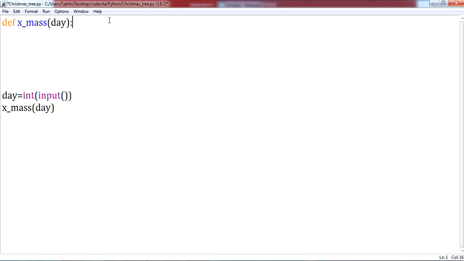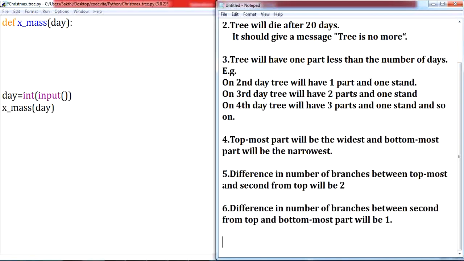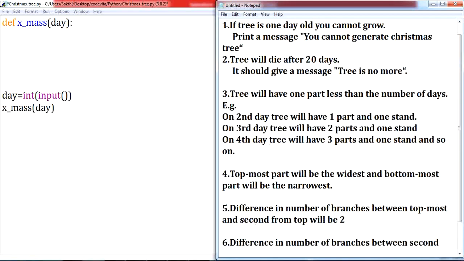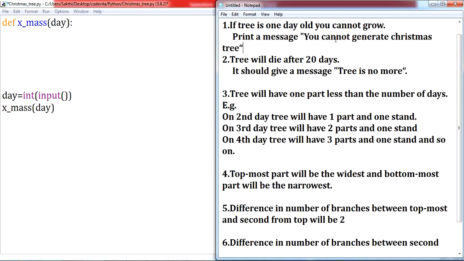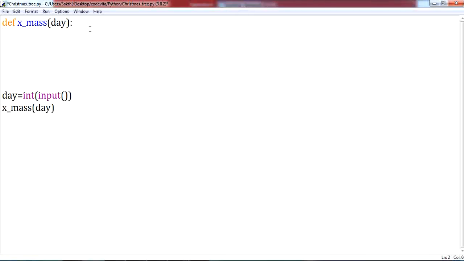So what is the actual question they have given? They have given certain rules, right? For the first two rules they mentioned, if your number of days value is less than or equal to 1, I am supposed to print "you cannot generate Christmas tree". Or when it is greater than 20, I am supposed to display "tree is no more". This is the message I am supposed to print. So let me write a condition here.